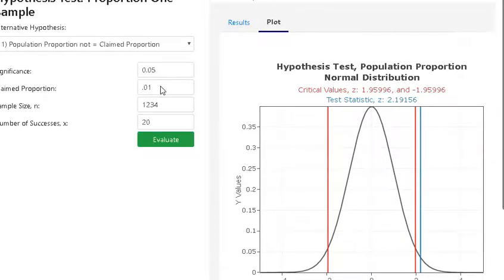So let's see, claim proportion, that has to change. That's 0.24. Sample size is 100. Number of successes was 27. Of course, that's more than the 24 that we expect, but is it enough more that we can say, you know, I don't think M&M's is really right when they say 24%.